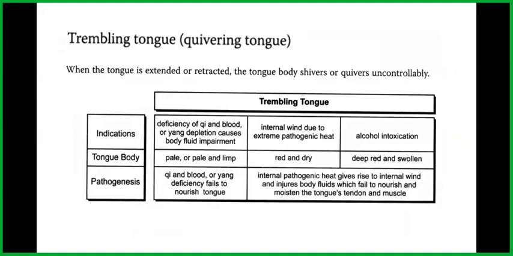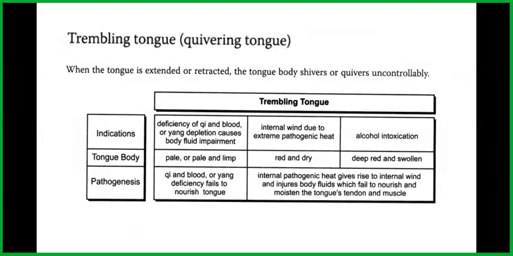So let's look at the trembling or quivering tongue. When the tongue is extended or retracted, the tongue body shivers or quivers uncontrollably. One of the indications of a trembling tongue is deficiency of qi and blood or yang depletion that causes body fluid impairment. The tongue body will be pale or pale and limp, and the pathogenesis is qi and blood or yang deficiency fails to nourish the tongue.